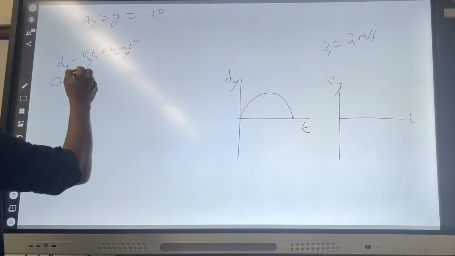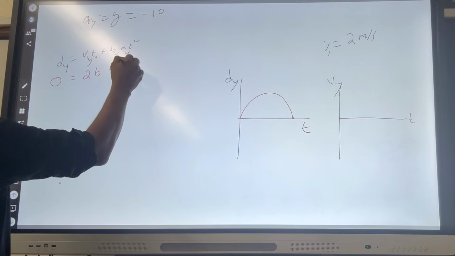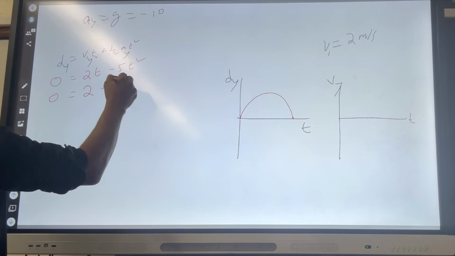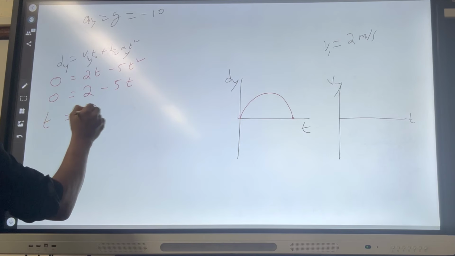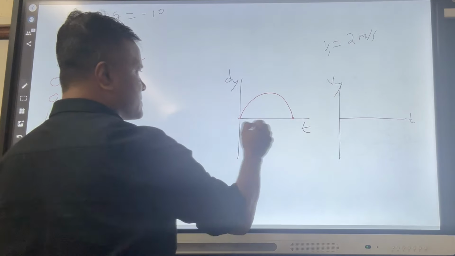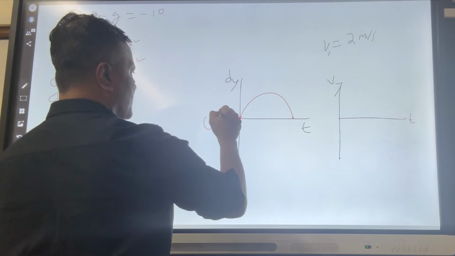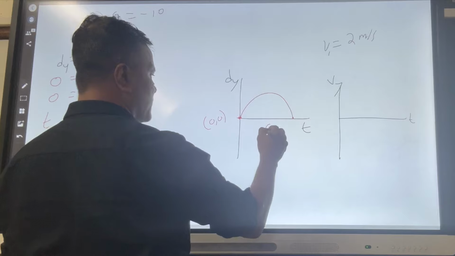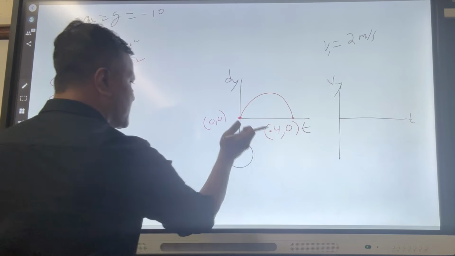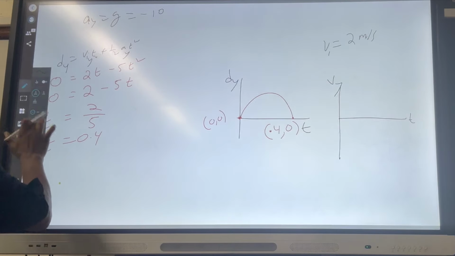And this is 2t minus 5t squared. So you can factor out t. So 2 minus 5t, so t is equal to 2 over 5. So t is equal to 0.4. So this is 0, 0. And this is 0.4, comma, 0. Okay, that's good. Now, what can you do with the other one?